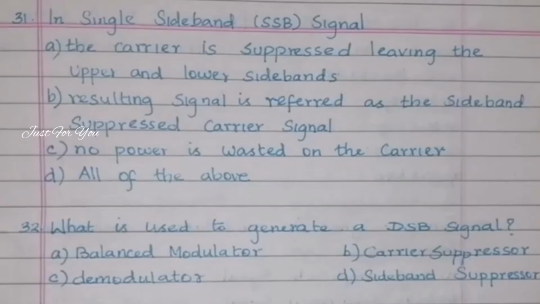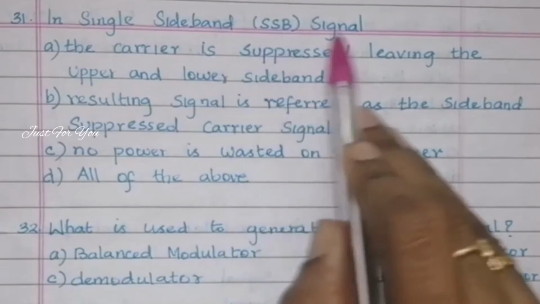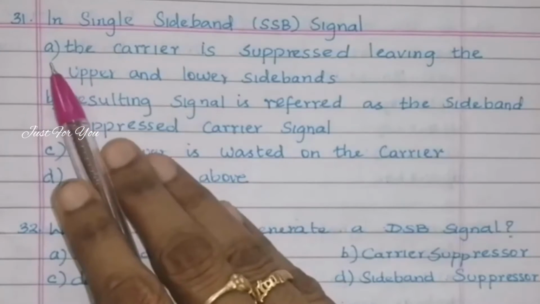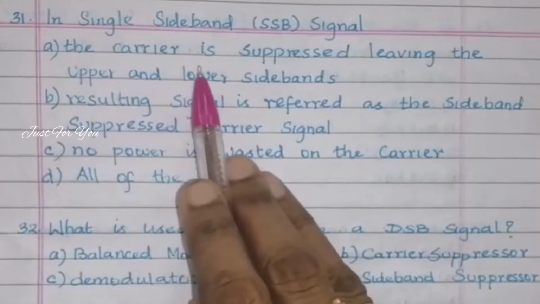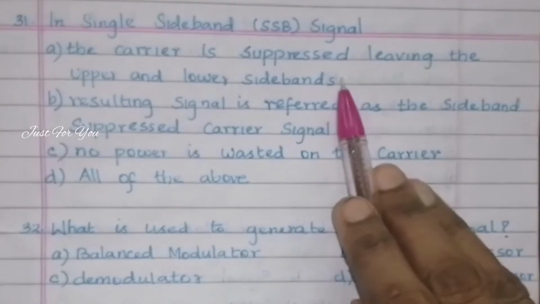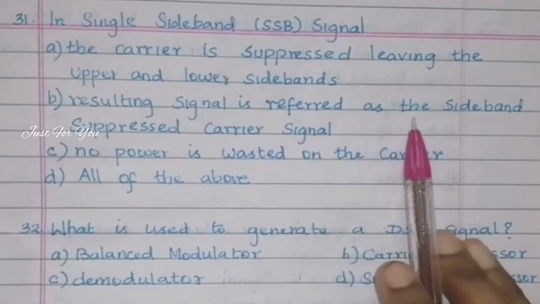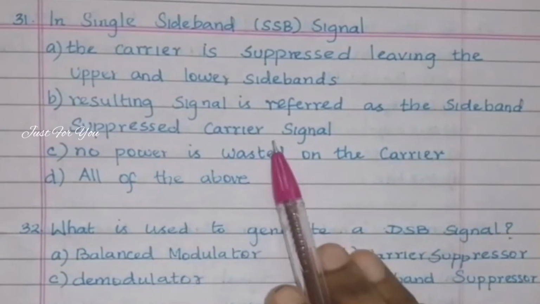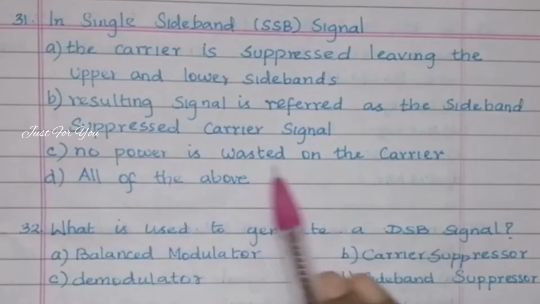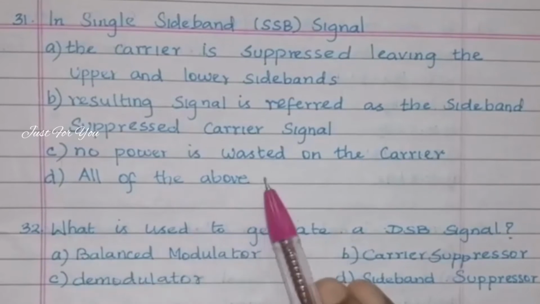Next question is, in single sideband, that is SSB signal, which of the following are correct? First option is, the carrier is suppressed leaving the upper and lower sidebands. Next one is, the resulting signal is referred to as the sideband suppressed carrier signal. Option C, no power is wasted on the carrier. Option D, all of the above.